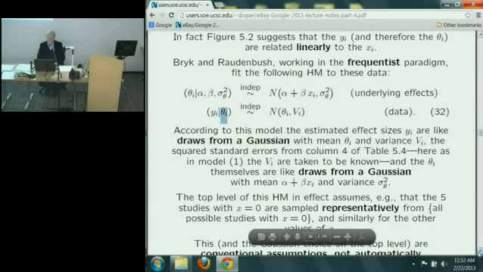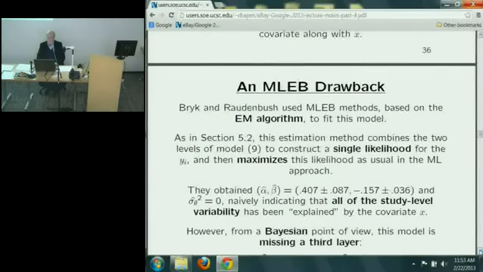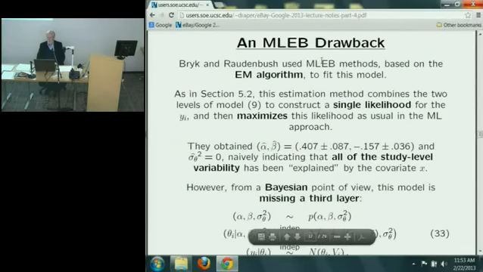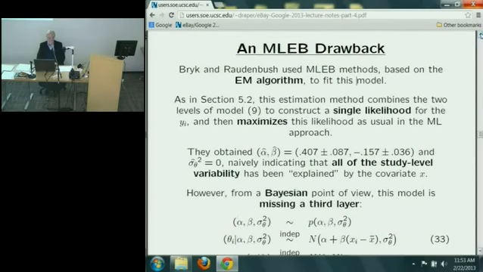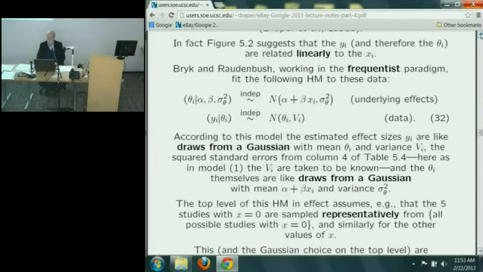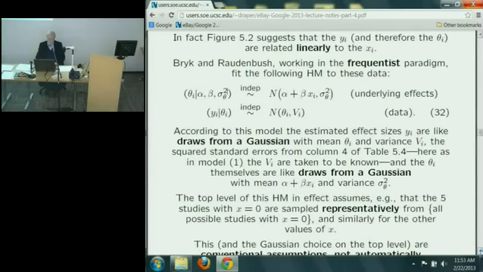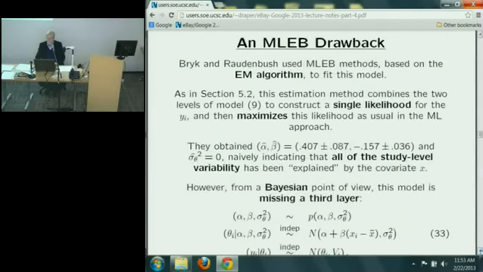Unobserved corresponds to the word random in the phrase random effects. And so they use methods similar to the MLEB method I showed you before. What this does, in effect, is combine the 2 levels of the model to construct a single likelihood function. So in the jargon, you integrate out the random effects theta i, and you end up with a likelihood function that relates the y's only to these parameters alpha and beta and sigma squared. And then you maximize the likelihood in this empirical Bayes way, where you use the data a little bit to estimate the prior. And when they're done, they obtained the following estimates.